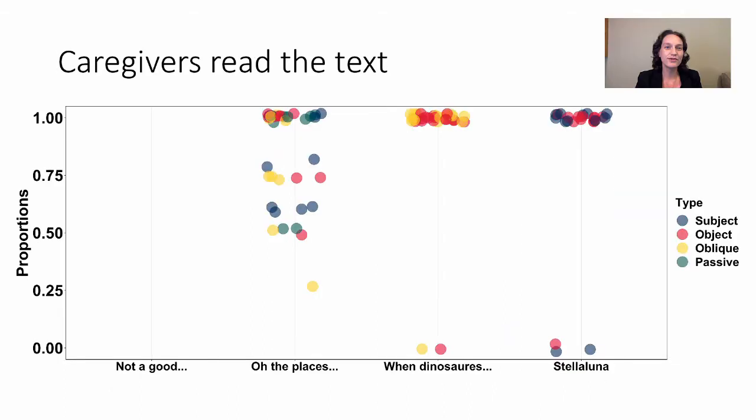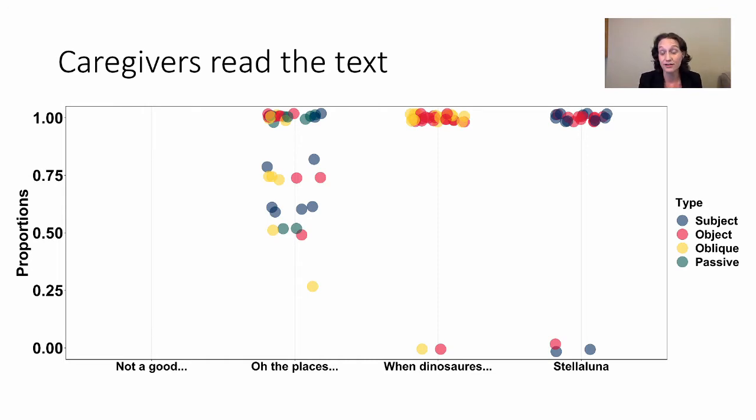But what we also see is caregivers really do read the text. And what I'm showing you here are the proportions of different kinds of complex sentences that were read out loud. And you see that families are overwhelmingly reading these complex sentences as they appear in the text. This is actually a very conservative coding scheme that we have here. So adding a couple words or a clarification in between would count as not reading the sentence.